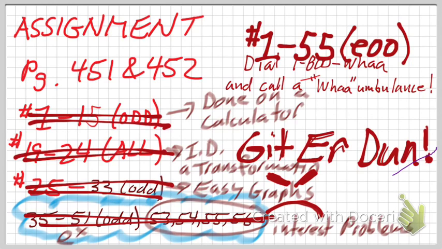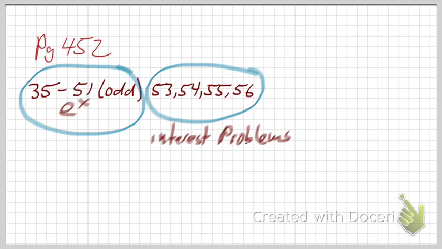Okay, so let's talk about our assignment. Here's our assignment. Page 454, 35 through 31 odd are just graphing these types of problems and translating them. These guys are our interest rate problems.